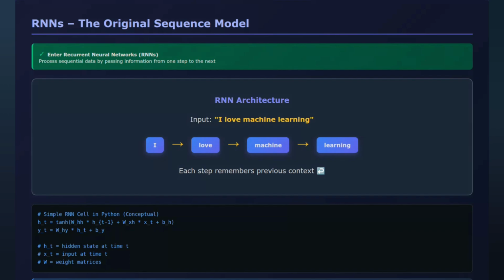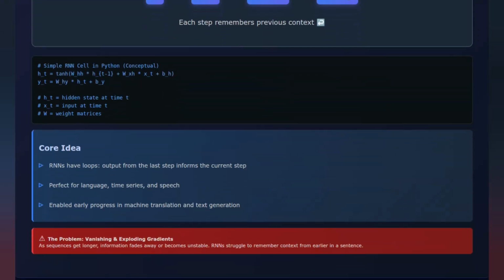But there was a problem. Actually, a big problem. RNNs suffer from something called the vanishing and exploding gradient problem. In simple terms, as sequences get longer, the network struggles to remember information from earlier in the sequence. Imagine trying to remember the beginning of a very long sentence by the time you reach the end. The information just fades away. This made RNNs unreliable for longer texts. We needed something better. We needed a model that could remember selectively.